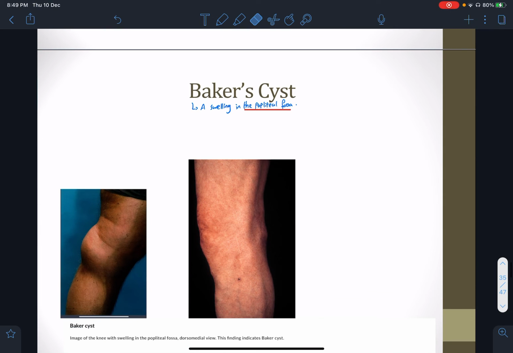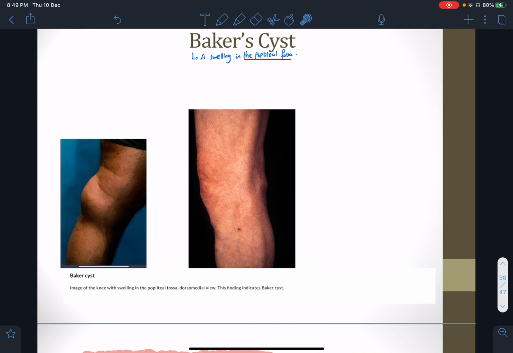And we have a Baker's cyst. A Baker's cyst is a swelling in the popliteal fossa. It's been noticed in patients with osteoarthritis. This is the Baker's cyst.